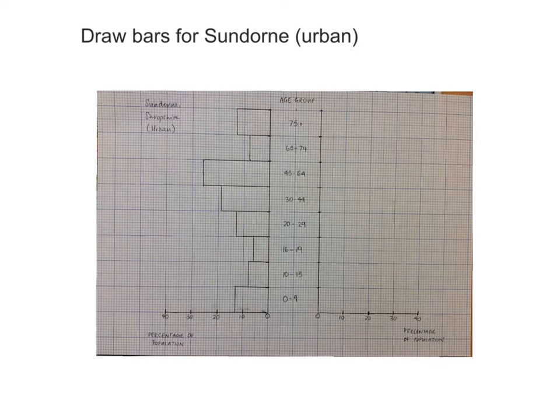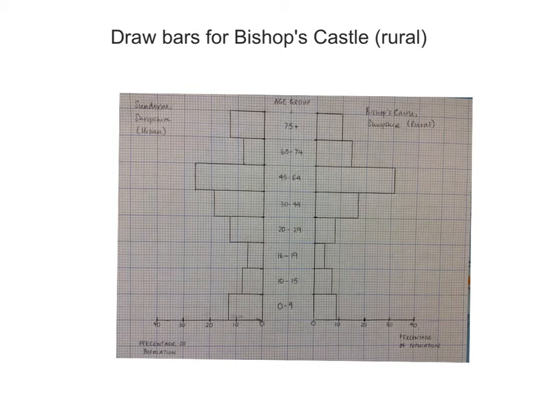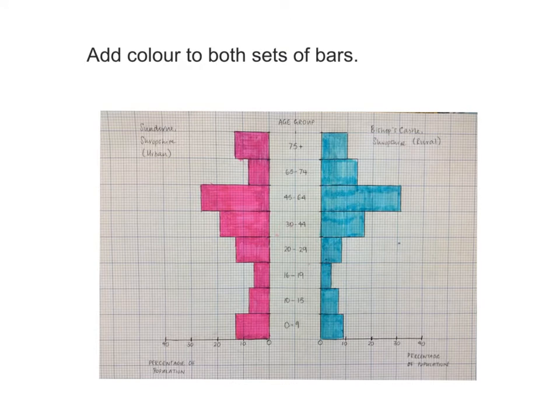And then I put a title in the top left, which just tells me that this part of the pyramid is for Sundorne in Shropshire and that it's an urban area. Next step is to do exactly the same thing, but this time for Bishop's Castle in Shropshire. And then finally take in 2 different colours, and colour in the bars for Sundorne in one colour, in this case pink, and then Bishop's Castle in another colour. And then you have got a population pyramid for 2 different parts of Shropshire, urban and rural.